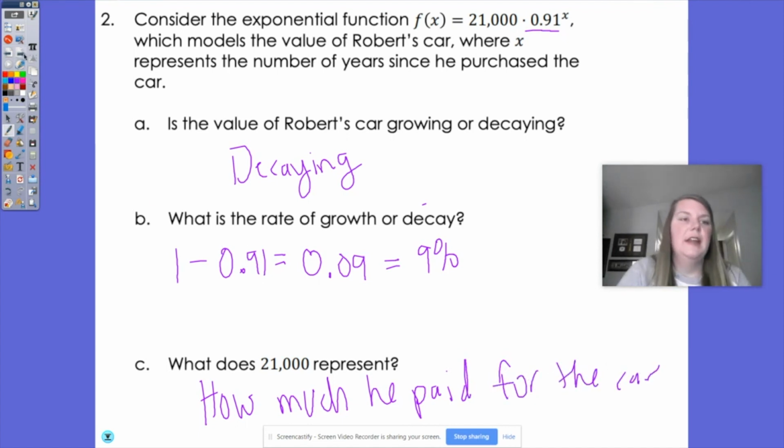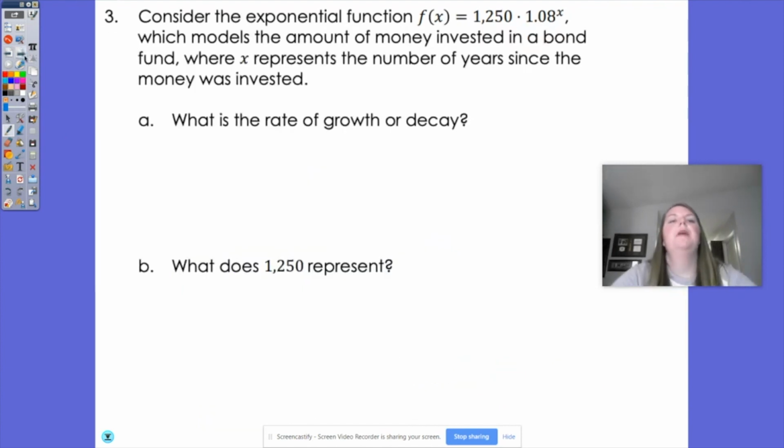All right, so let's look at the next one. Number 3, here's another exponential function, 1,250 times 1.08 to the x power, which models the amount of money invested in a bond fund, where x represents the number of years since the money was invested. So this is an investment. Hopefully your money would be increasing. So if we want to figure out if there's growth or decay, we're going to look at the b value. It is bigger than 1, so it is a growth.